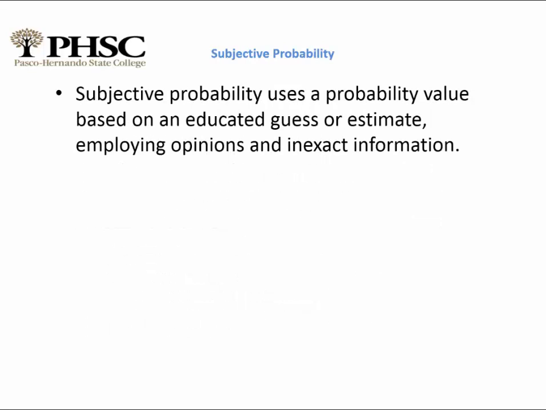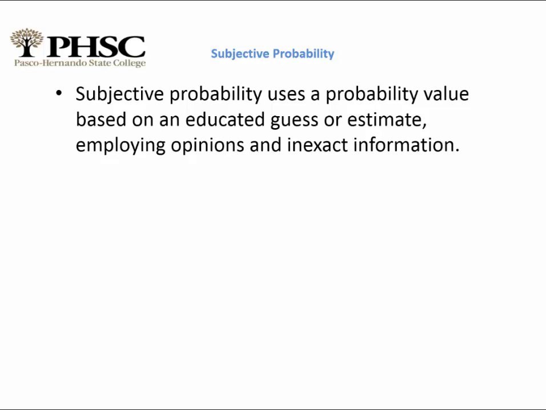The last thing I want to talk about is what we call subjective probability. A subjective probability uses a probability value based on an educated guess or an estimate. And this is just an opinion. If I would say the probability the Yankees are going to win the World Series this year is 98%, as much as I would love for them to win, that's subjective probability. It's just based on what I feel. There's no way to quantify it.